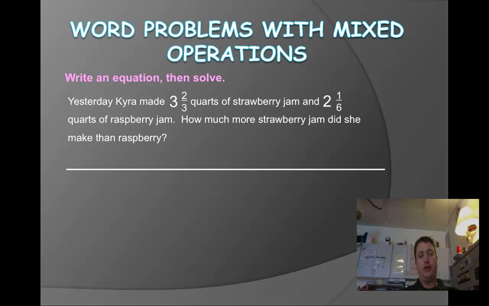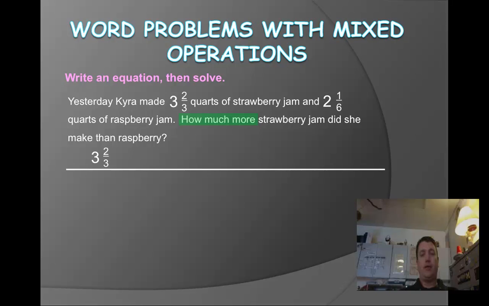It says, yesterday Kira made 3 2/3 quarts of strawberry jam and 2 1/6 quarts of raspberry jam. How much more strawberry jam did she make than raspberry jam? Okay, so when I look at that, here are my key words. How much more? When I see that, I know that's going to be a subtraction problem because I'm going to take one away from the other to figure out how much bigger one number is than the next.